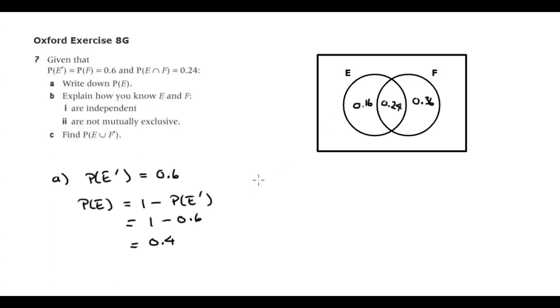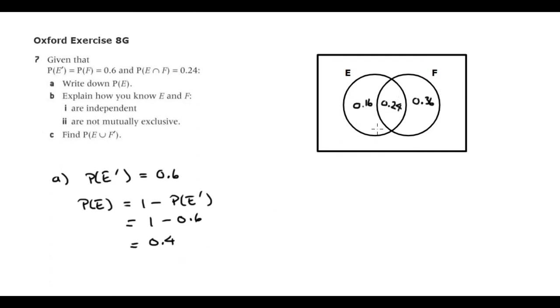So again, just a quick recap, the probability of the complement of E is 0.6, so everything outside the E circle is 0.6, which simply means everything in the E circle has to be 0.4, the remaining percent out of 100, written in decimal form. So now that we have that, we can actually finish our Venn diagram.